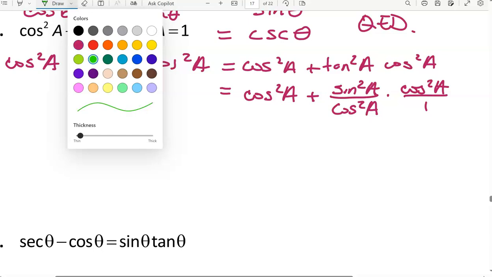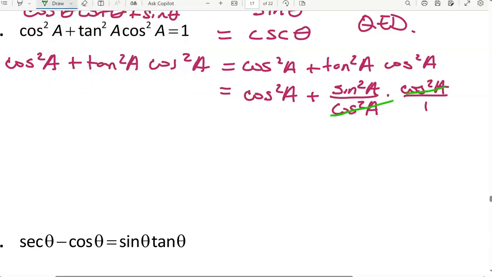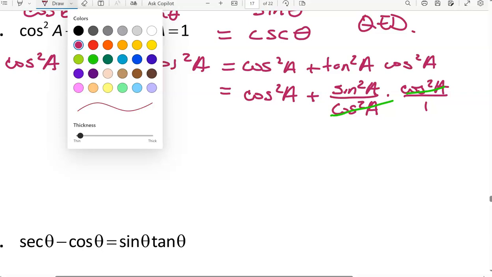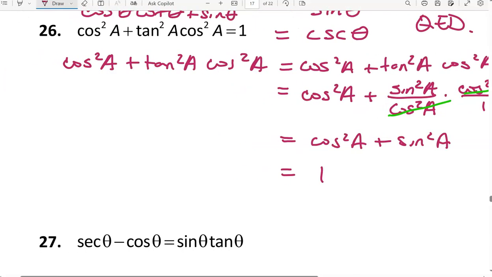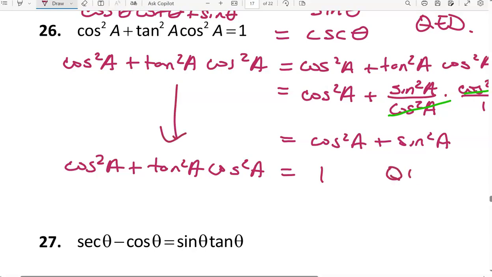Now I'm going to grab my cancellation pen, cancel our common factors, and we are left with cosine squared of A plus the sine squared of A. And that is a Pythagorean identity. That is 1. So now I'm just going to bring down the other side of the identity that we tried to prove here. And now we are done with that proof.